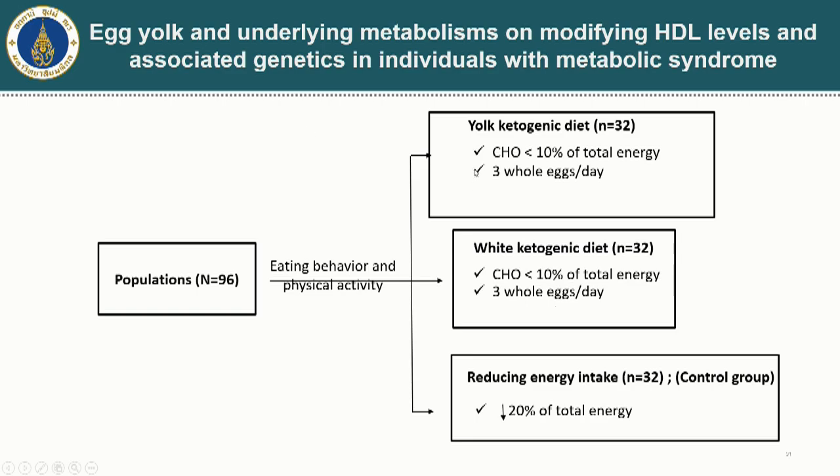This is another study that we designed with 3 groups, comparing diets and the outcome of improvement in metabolic syndrome. The first group is what we call the yolk ketogenic diet. In the second group, we took the egg yolk out of the diet, so we call it the white ketogenic diet. And we compared them with an active control, which is generally the weight-loss protocol. You know, everyone sees the doctor always saying eat less, something like that. So we put the eat-less scheme, reducing energy intake, as the control in this study.